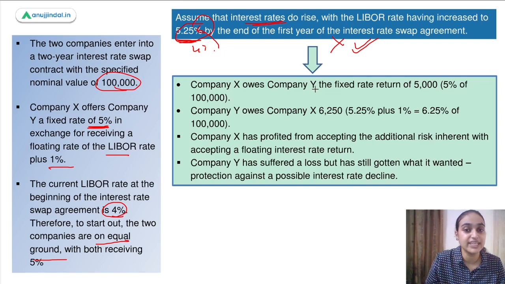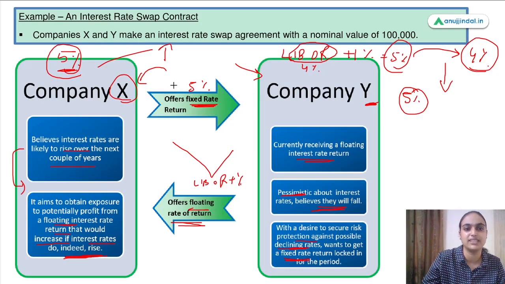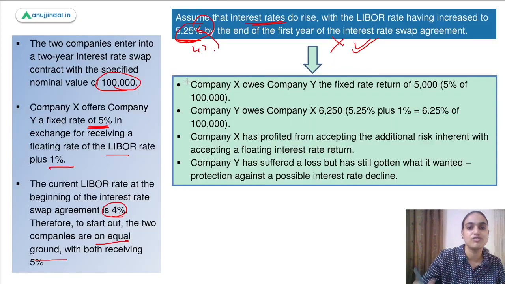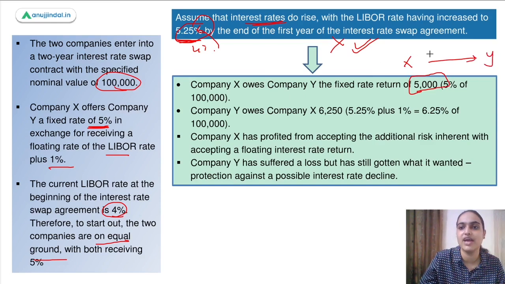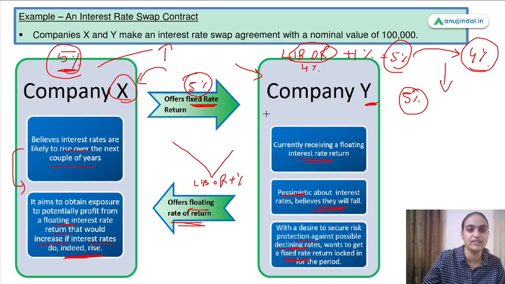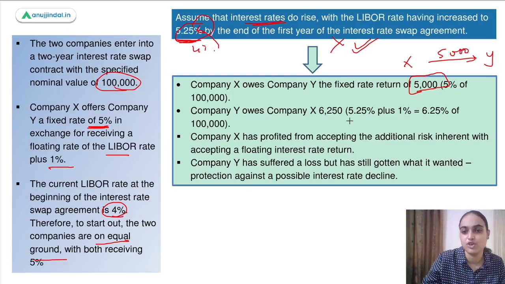So, company X needs to pay a fixed return. We just discussed that company X is offering 5% fixed return to Y. So 5% of this 1 lakh is 5,000. So company X is going to pay company Y rupees 5,000. And company Y entered into contract to offer floating rate return. Okay, LIBOR plus 1%. So LIBOR 4% se increase, okay, 5.25% ho gaya. LIBOR became 5.25 plus 1 was also promised. So 6.25% now company Y has to pay to company X. So company Y kitna degi X ko? जो बढ़ा हुआ LIBOR है वो प्लस 1% यानी कि 6.25% of 1 lakh, that is rupees 6250.